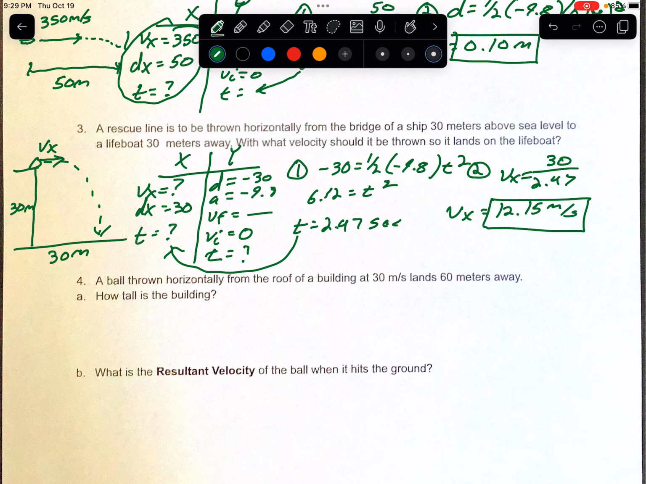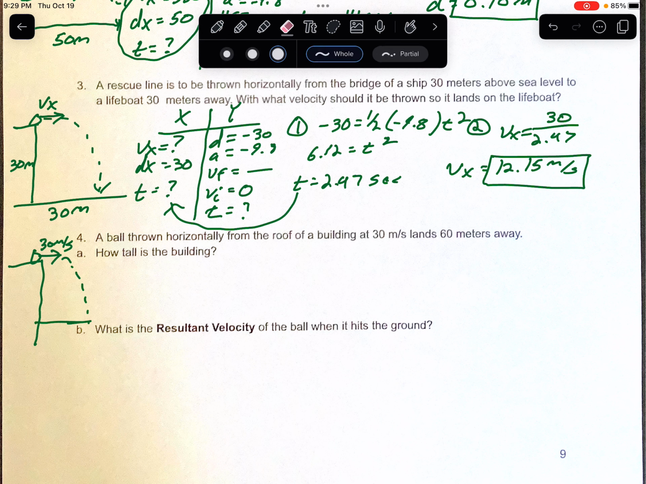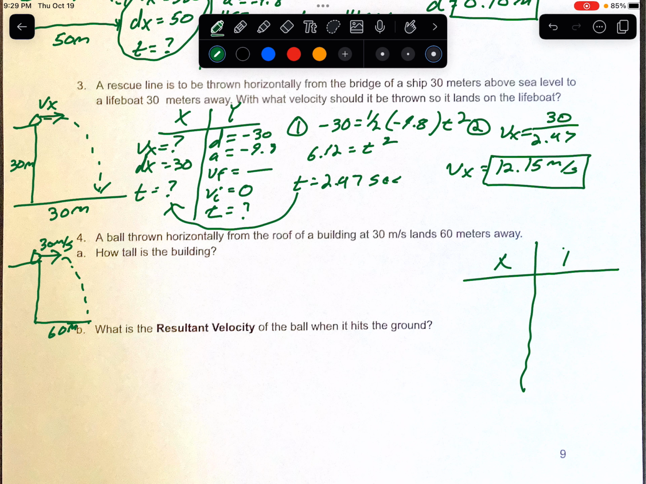Number 4, a ball is thrown horizontally from a roof on a building at 30 meters per second and lands 60 meters away. So thrown off horizontally at 30 meters per second. Sorry, this one kind of runs out of room. I'm going to try to fit this all in. It lands 60 meters away, so that is your horizontal distance. So what I'm going to do is set up my T-chart over here so I have a little bit more room. I got X, and I got my Y. So Vx, dx, and T. And we're going to set up our Daffy T.